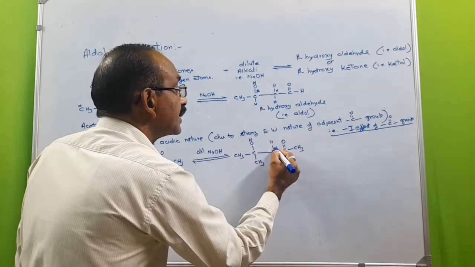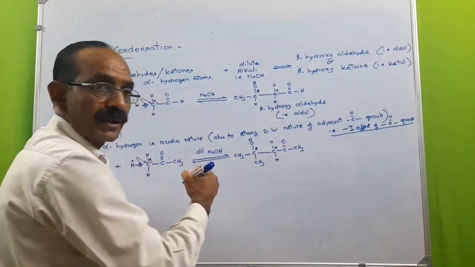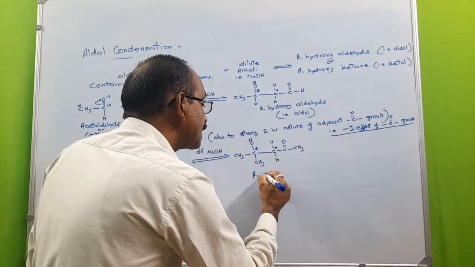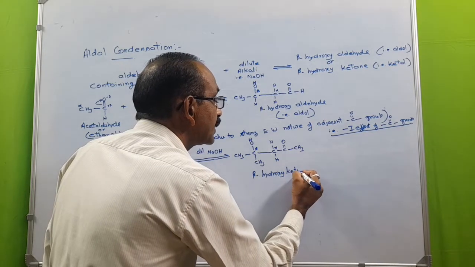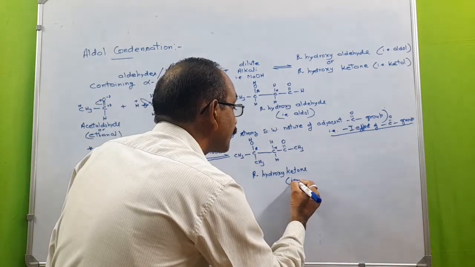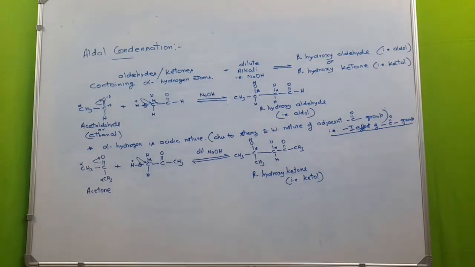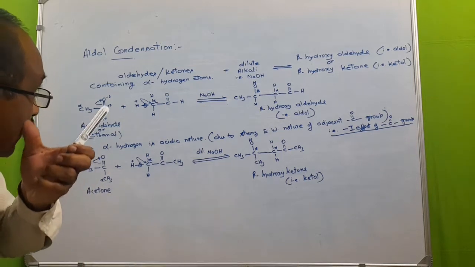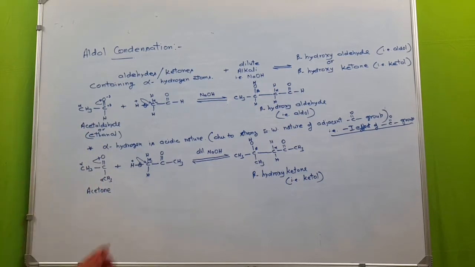Here again, see, this carbon adjacent to the functional group is alpha, the next one is beta. So in this way we obtain a beta hydroxy molecule, and the molecule is a ketone. So a beta hydroxy ketone is obtained. So this is the aldol condensation. Now we will discuss how the reaction occurs. Remember, the aldol condensation is reversible in nature.